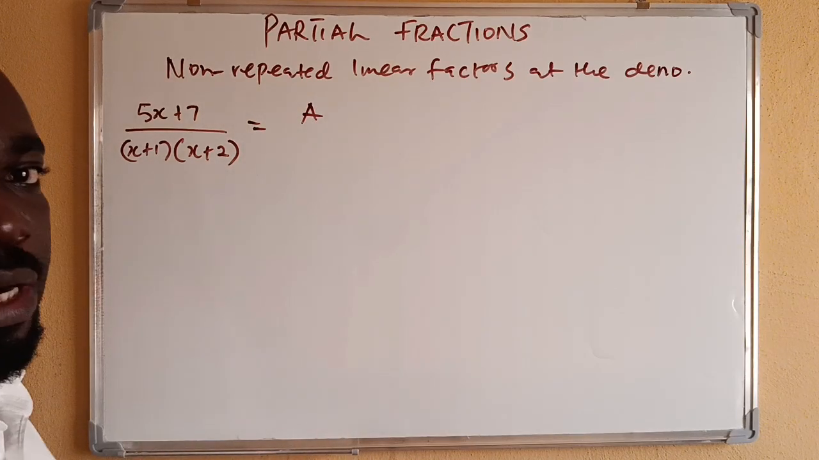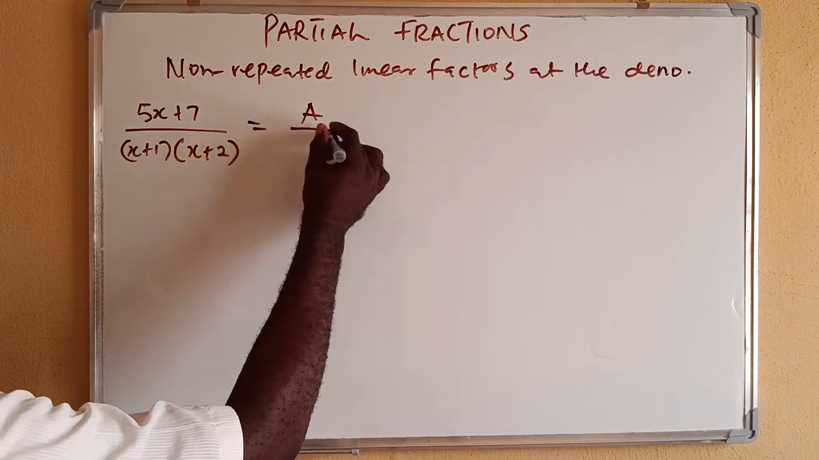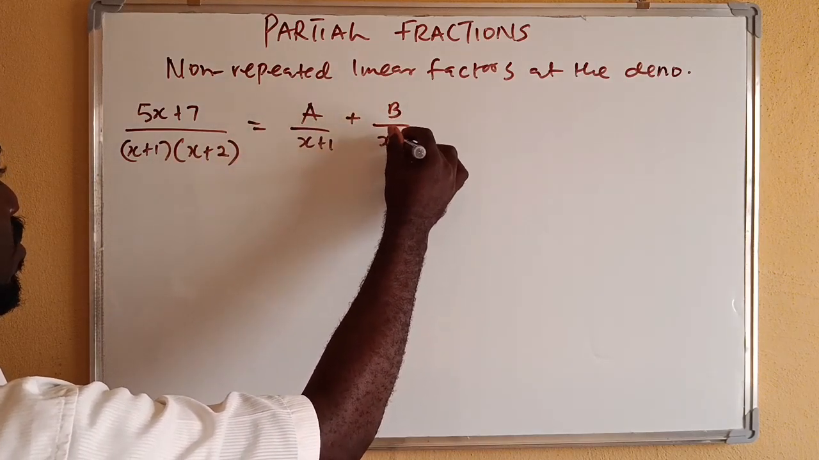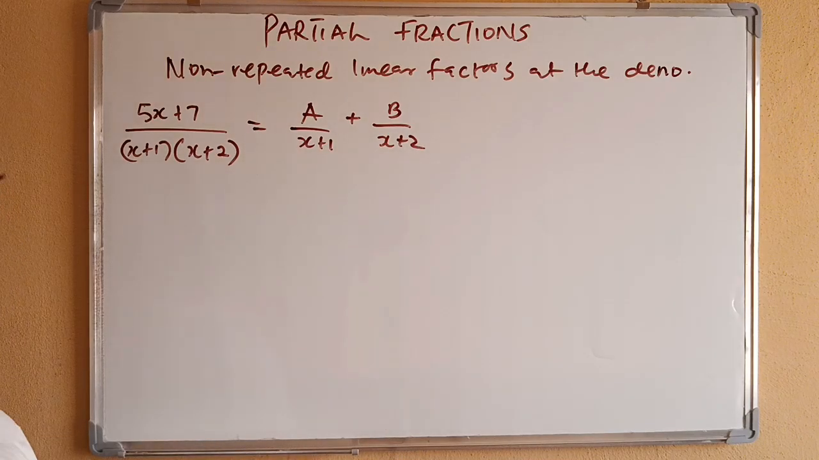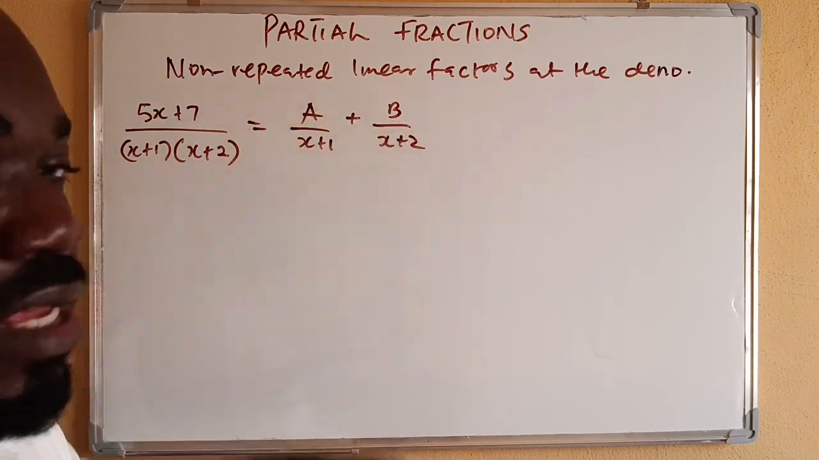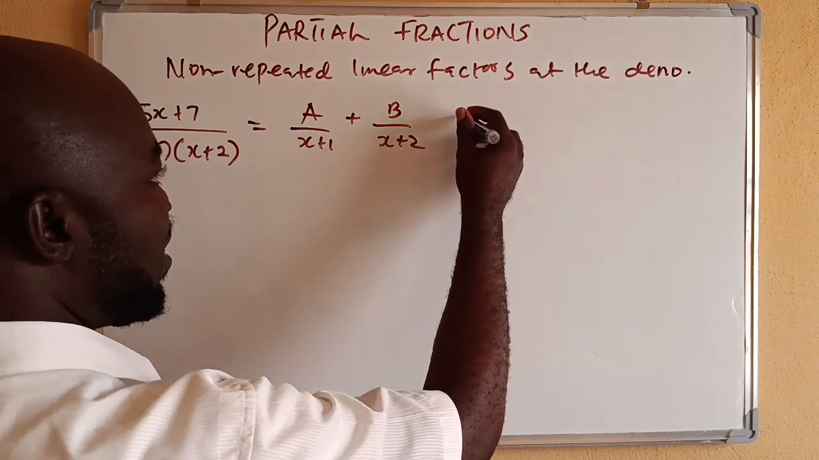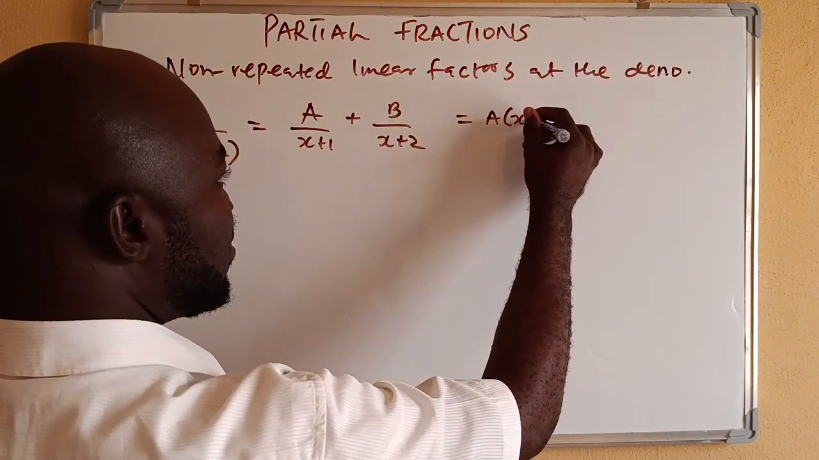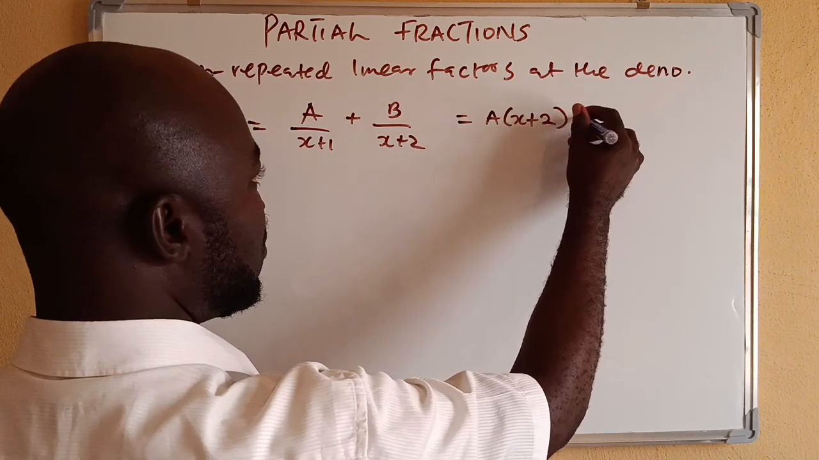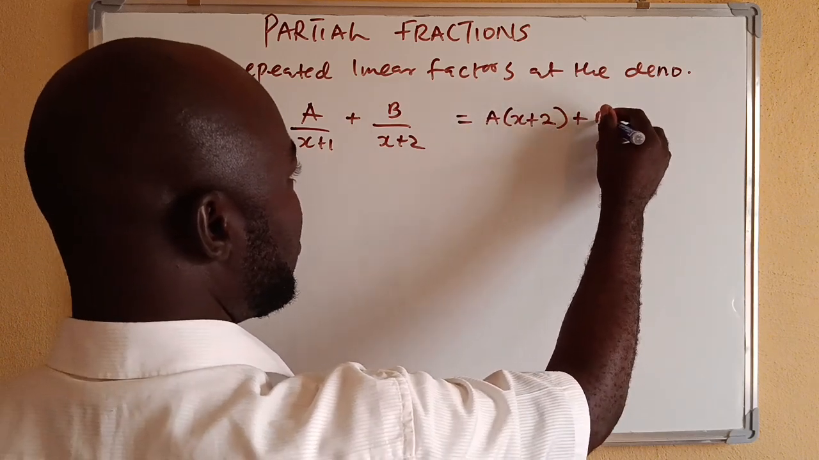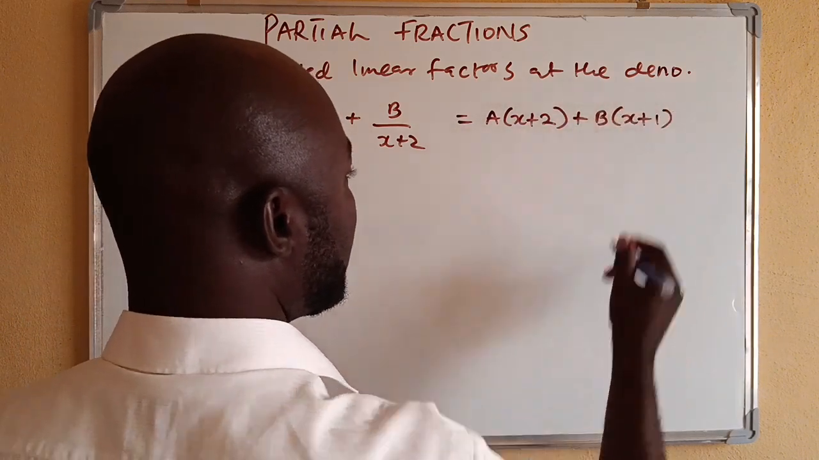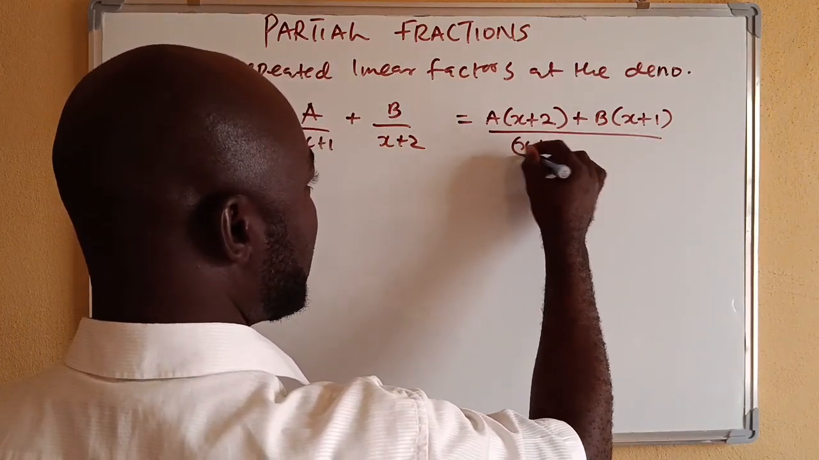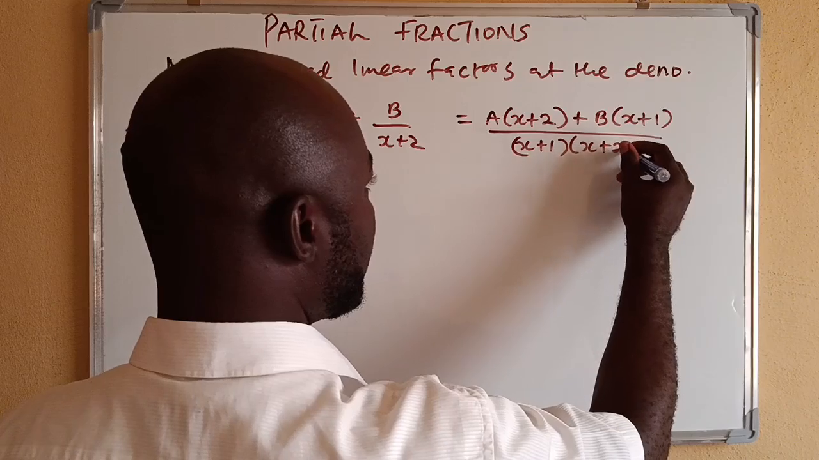Not knowing what the numerators are, I will use a over x plus 1 plus b over x plus 2. So what I'm going to do is find the LCM of this and cross multiply. So I'm going to have something like this: a times x plus 2, then plus b multiplied by x plus 1, then all over x plus 1 and then x plus 2.